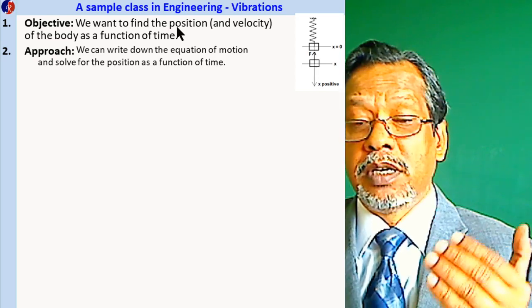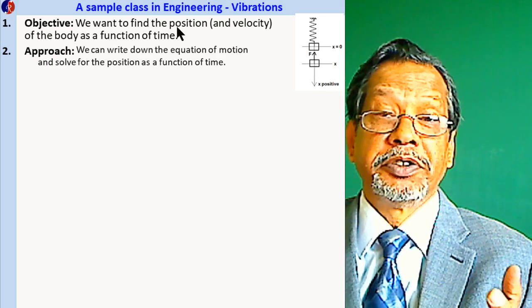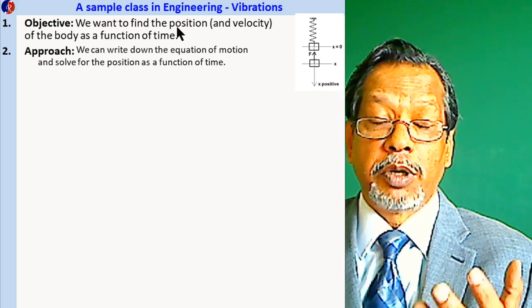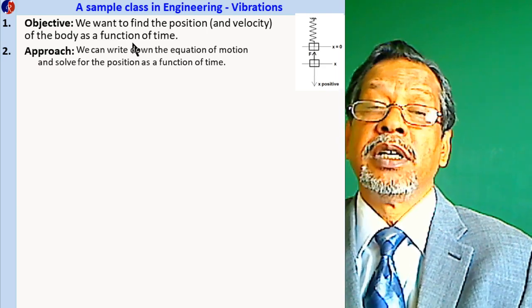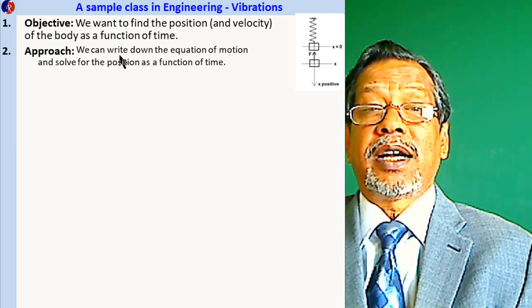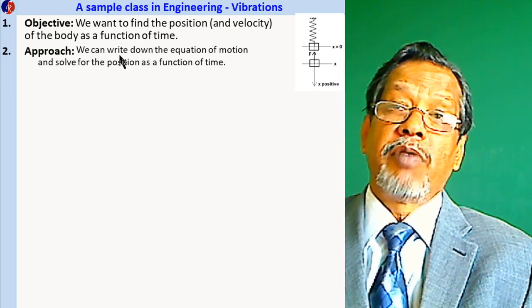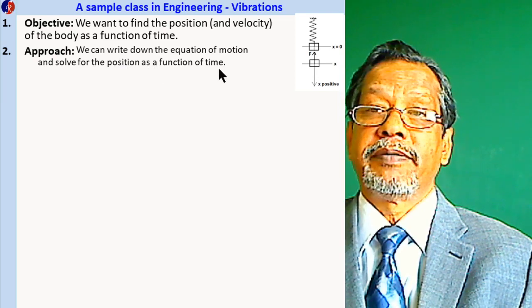In dynamics, you apply force and check the motion. In kinematics, motion is given, you try to find what force can cause it. Okay. Approach. How are you going to approach that? That has to be explained very well. We can write down the equation of motion and solve the position as a function of time.